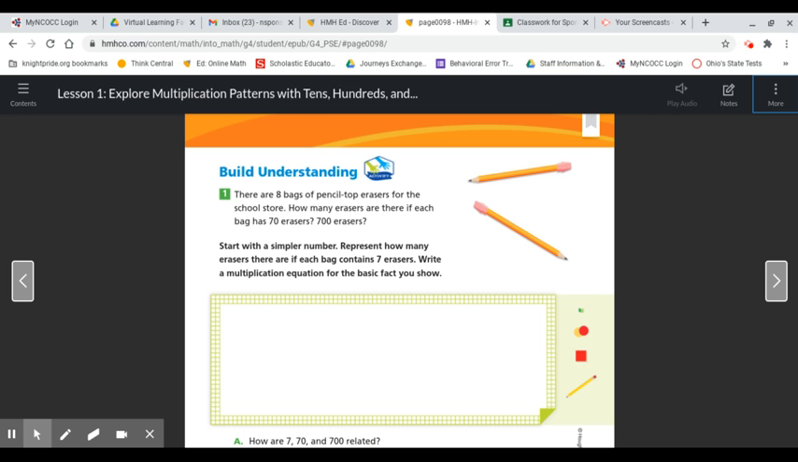The directions tell us to start with a simpler number. Represent how many erasers there are if each bag contains 7 erasers. Write a multiplication equation for the basic fact that you show.